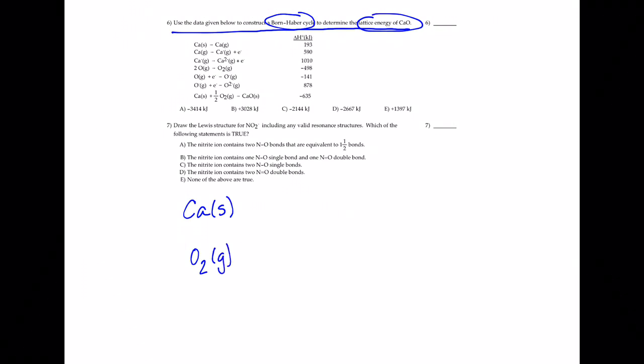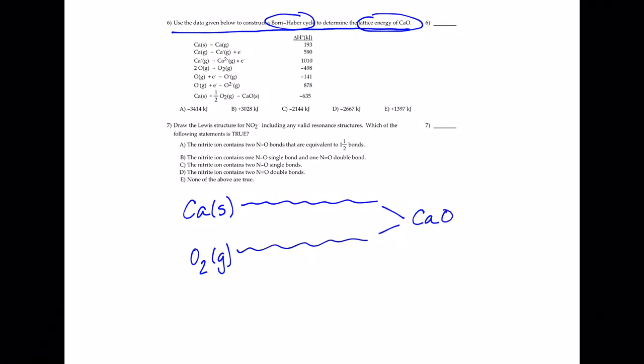The question says, given the data below, construct a Born-Haber cycle to determine the lattice energy of calcium oxide. And the first thing that I wanted to do is talk about the Born-Haber cycle and how that relates to the lattice energy of something. The Born-Haber cycle is basically saying that you're going to go from the pure elements, so that would be oxygen and calcium solid here, and you're going to do some work to prepare them, and then eventually you're going to put them together to make calcium oxide.